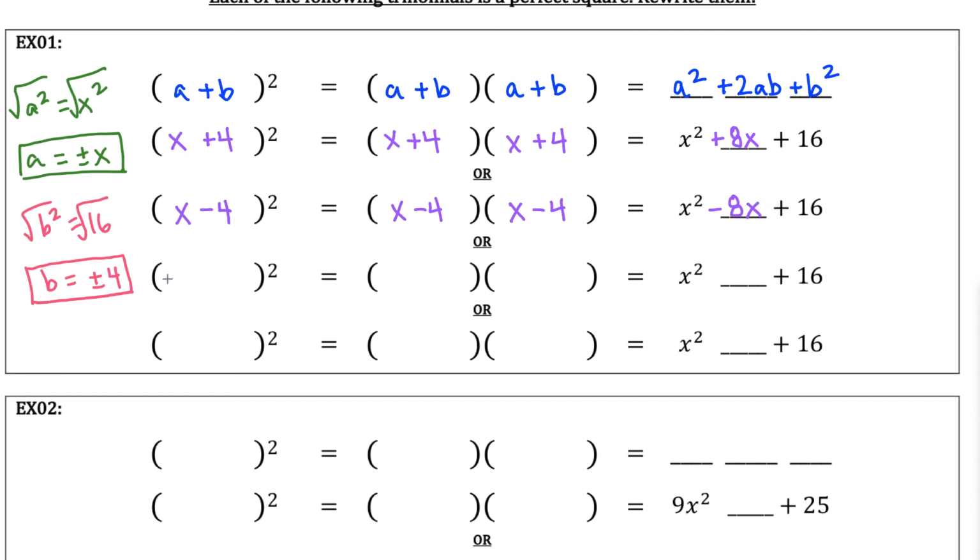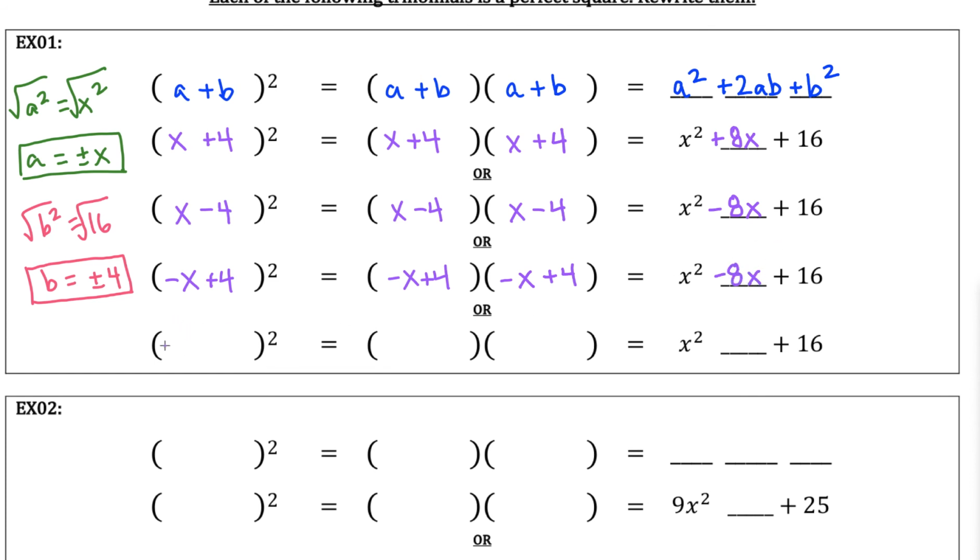We could also make the x negative instead. So (negative x plus 4) squared is negative x plus 4 times negative x plus 4. And then negative x times negative x is positive x squared. 4 times 4 is 16. And we'll get negative x times 4 is negative 4x. And you have two of them, so minus 8x.